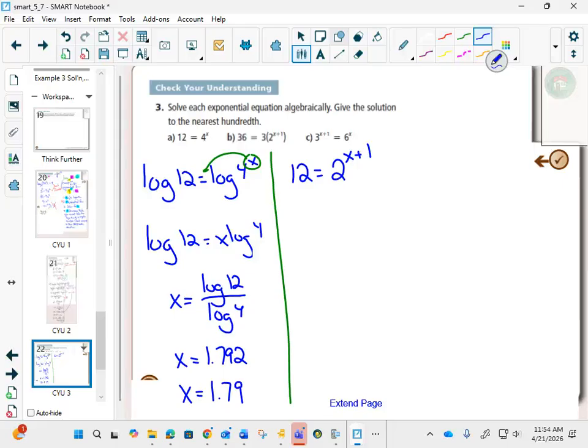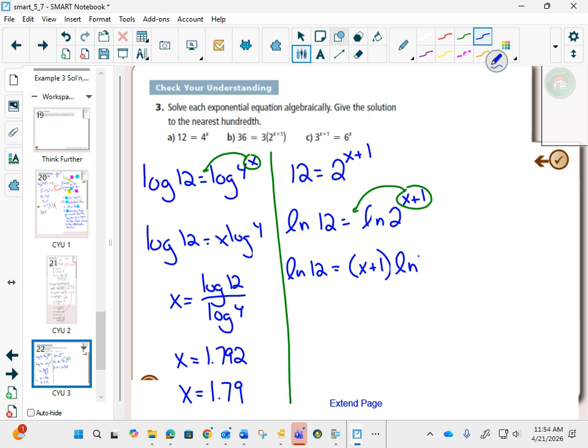Now I can take the log. This time, just to mix things up, I'm going to take the natural log of both sides. And when I take the natural log of this side, this exponent is to the entire thing, which means it can come out in front. And when that comes out in front, because it's more than one thing, I have to put brackets there. Natural log of 2 is a number. You're allowed to distribute numbers.